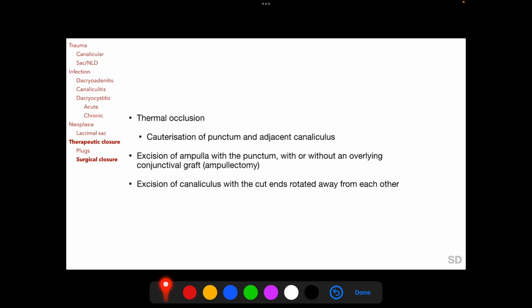epiphora. Options for surgical closure of lacrimal drainage pathways include thermal occlusion, in which the punctum and the adjacent canaliculus are cauterized. The ampulla, or the proximal vertical portion of the canaliculus, can be excised along with the punctum with or without an overlying conjunctival graft, and this procedure of excision of the ampulla with the punctum is called ampullectomy. Excision of the canaliculus with the cut ends of the canaliculus rotated away from each other is also an option.